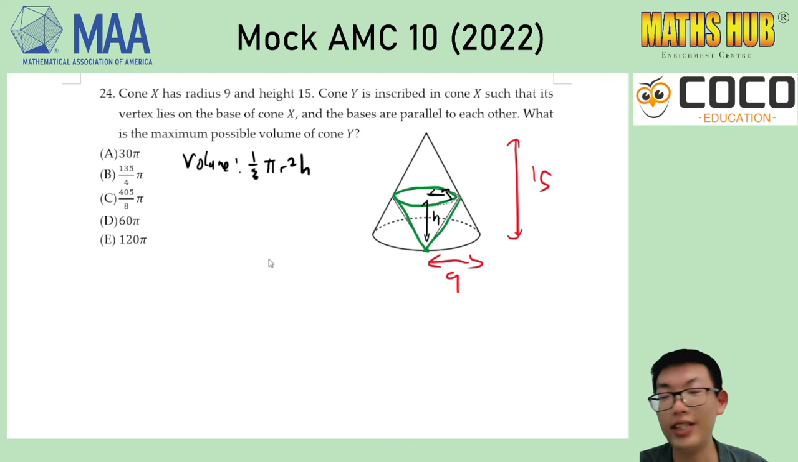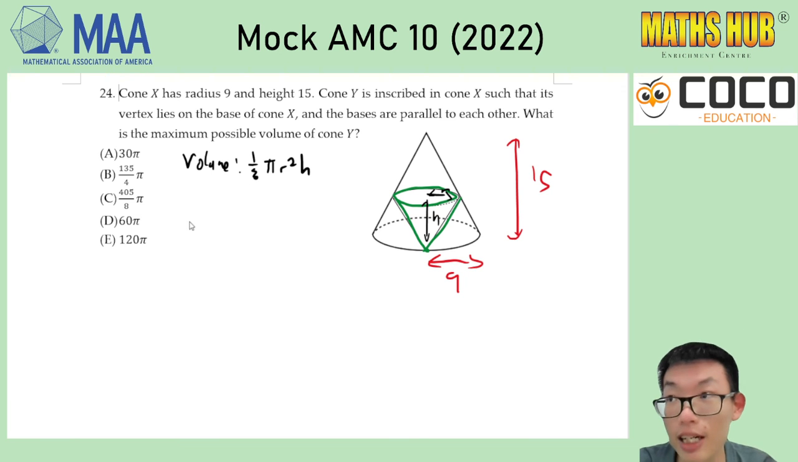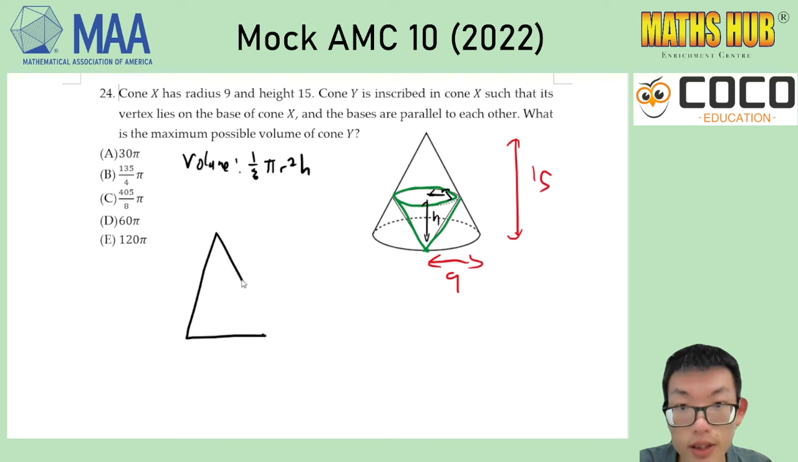Now, the AMCs have a lot of 3D geometry questions, and if you're like me, you cannot really visualize too many things for 3D geometry at the same time. So the best way to go about it is to take a cross section that passes through something symmetric, some line of symmetry. In this case, I'm going to divide the cone in half. What I would see is a big triangle and a small triangle. Let's draw it like this.